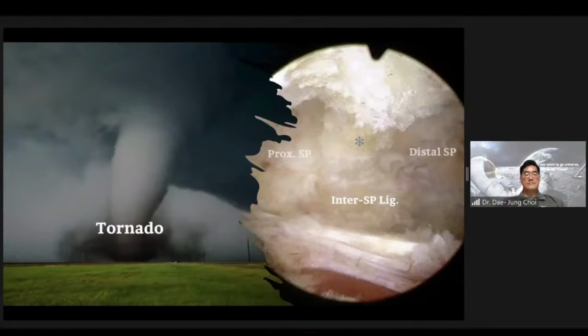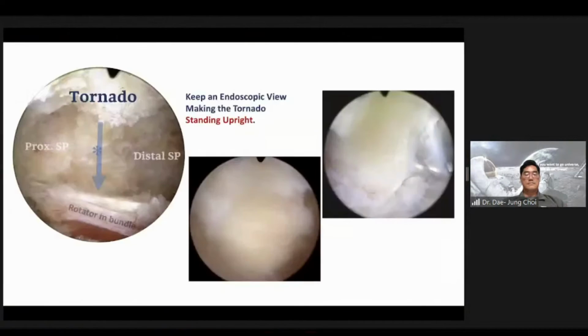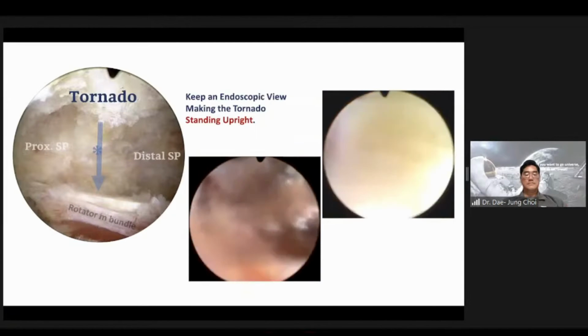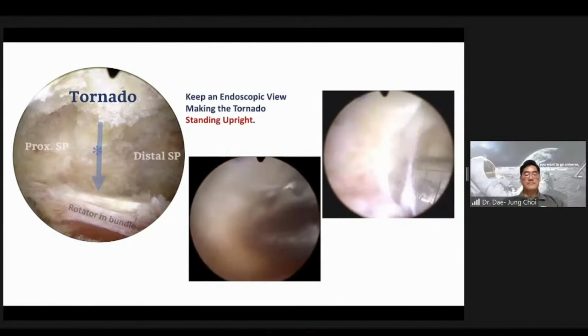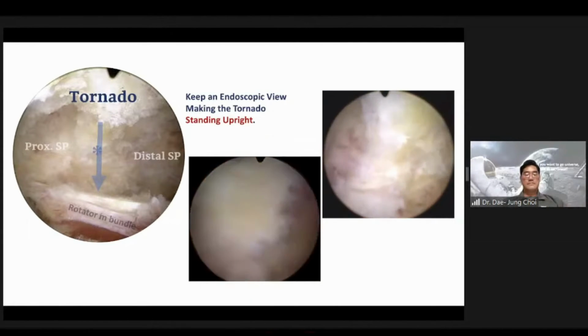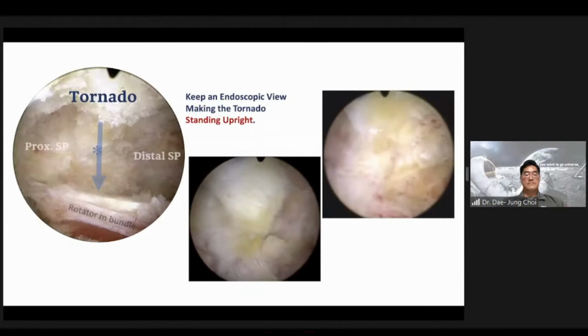The interspinous process ligament is an eminent structure which looks like a tornado. You can control the scope and make the tornado stand straight up rather than lying obliquely. The magic spell not to lose your way and direction is making the tornado stand straight up.